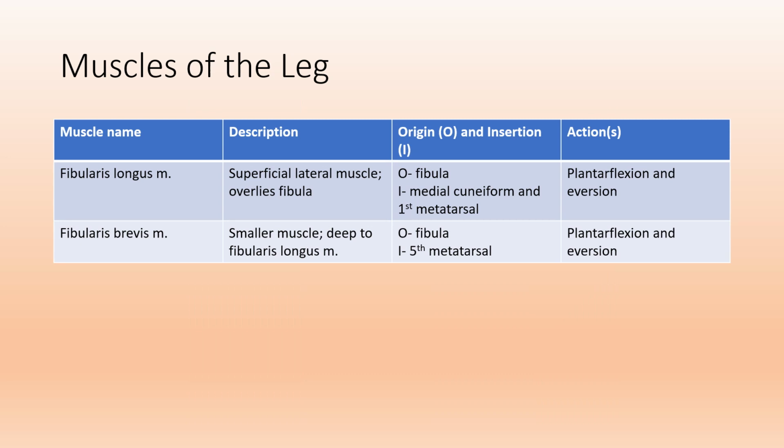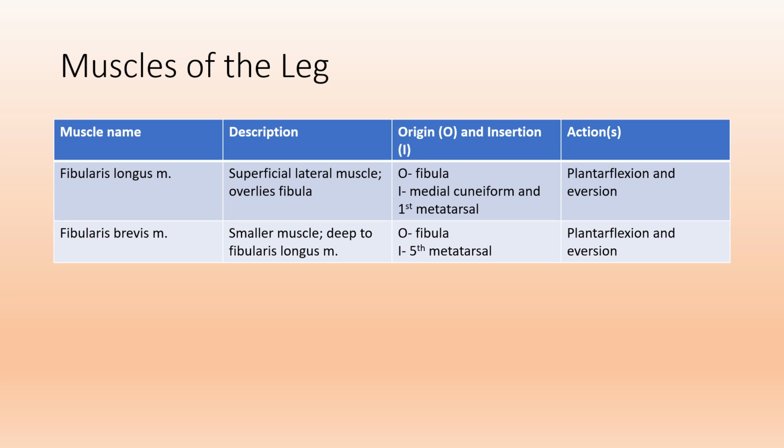Moving into the lateral compartment of the leg, there are 2 muscles that you have to know: fibularis longus and fibularis brevis. Longus means long, brevis means short. Fibularis meaning the fibula, or the lateral bone of the leg. Fibularis longus is coming from the fibula, and it's going to pass over the lateral aspect of the foot now to insert onto the medial cuneiform and first metatarsal. Actions will be plantar flexion and eversion.